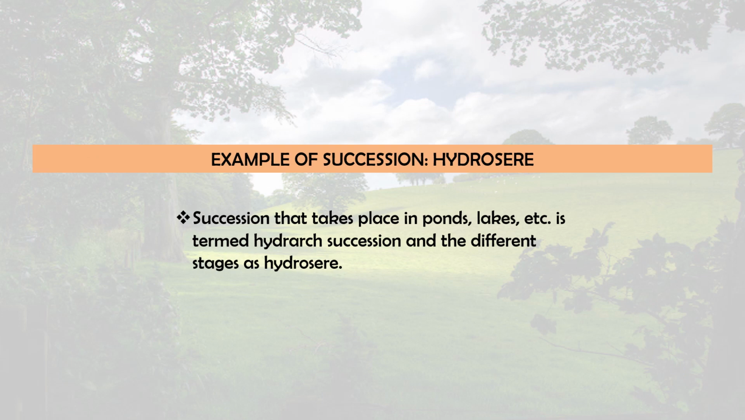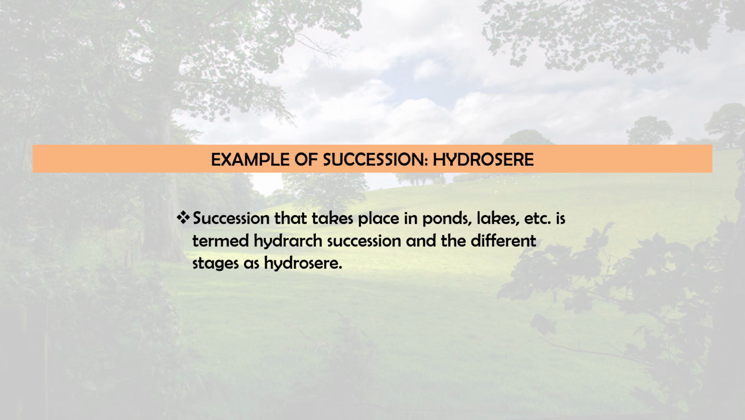Today we are going to discuss an example of succession in an aquatic ecosystem, and the succession that takes place in ponds, lakes, etc. is termed hydrarch succession, and the various stages that it goes through to reach the climax community are called hydrosere.